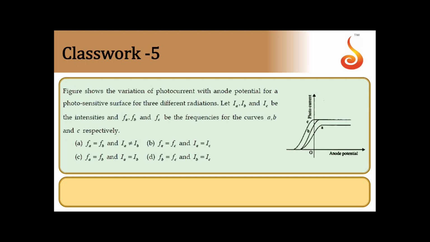Figure shows the variation of photocurrent with anode potential for a photosensitive surface for 3 different radiations. Let IA, IB and IC be the intensities, and FA, FB, FC be the frequencies of the curves A, B and C respectively. Then what is the correct relation?